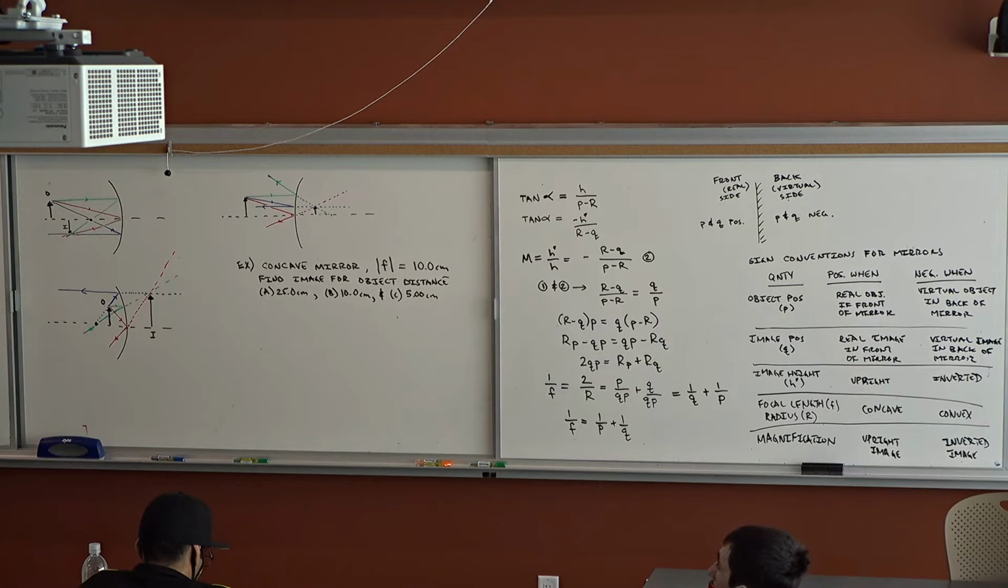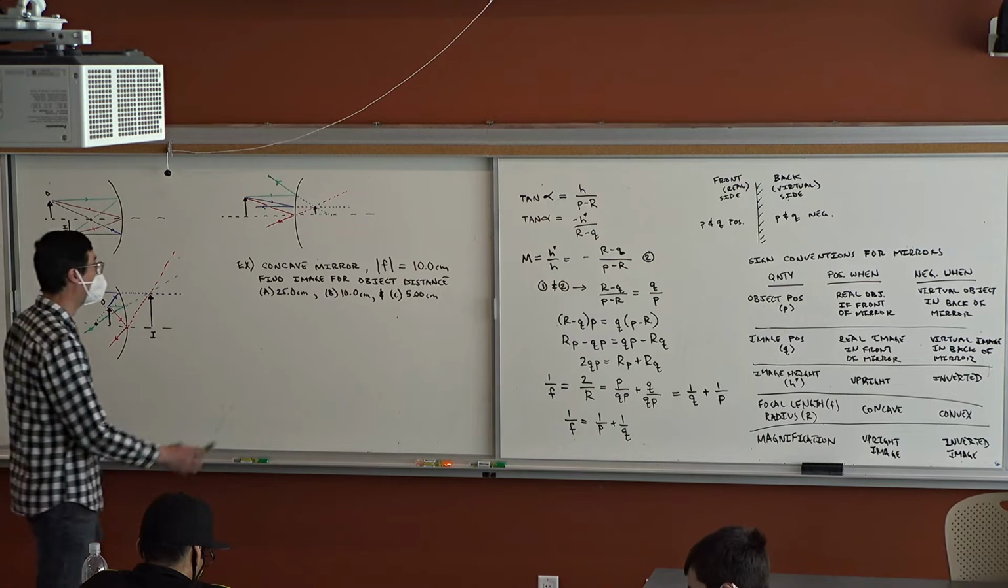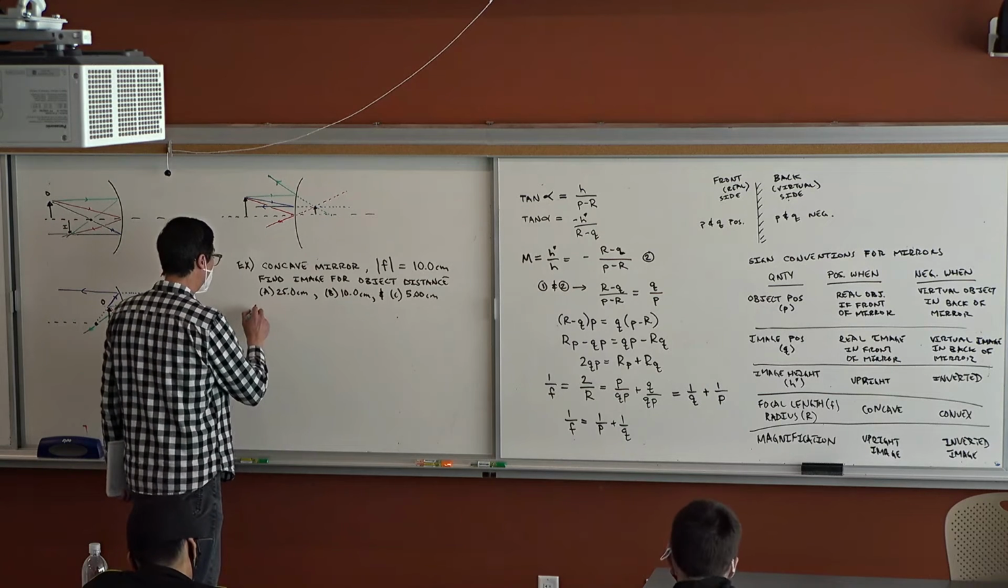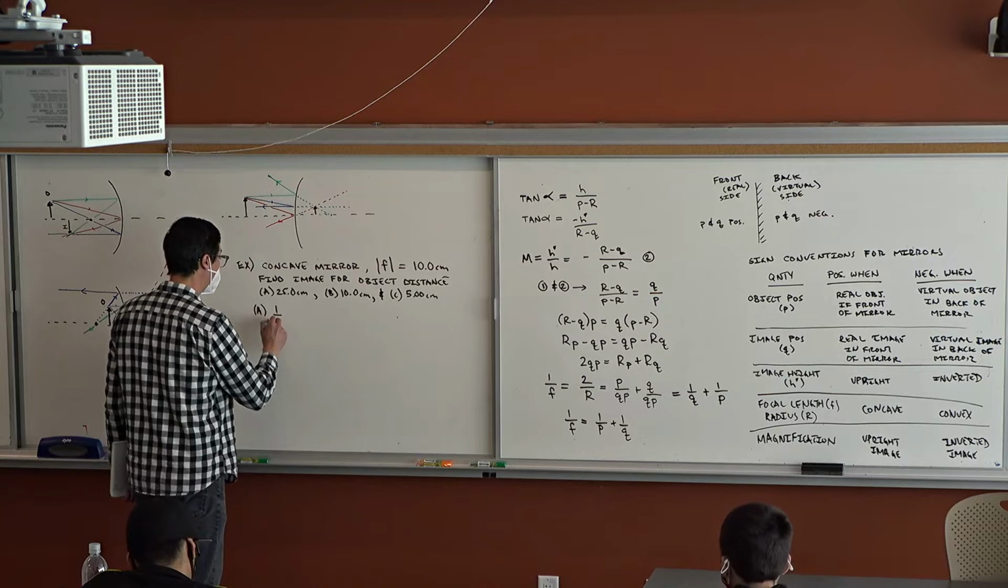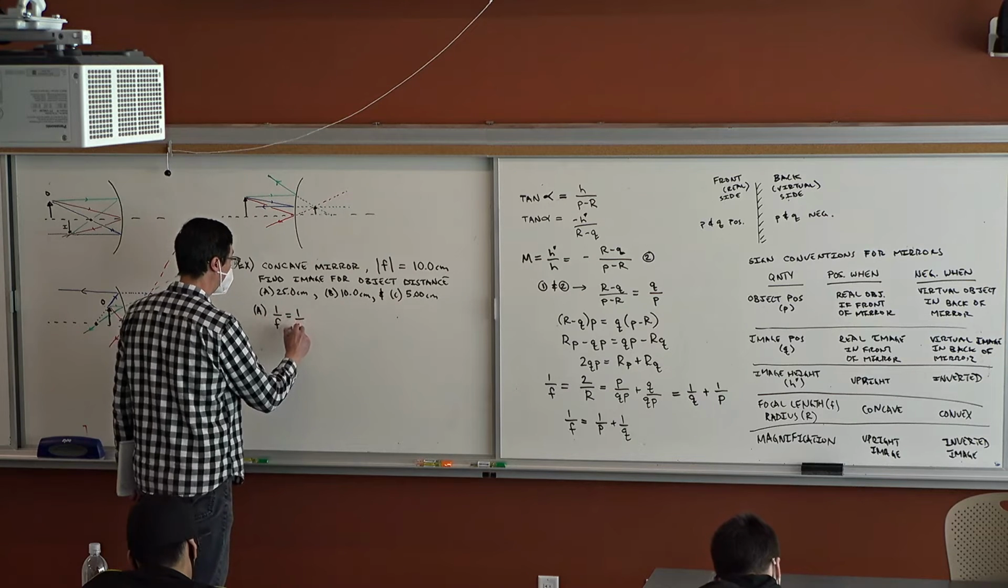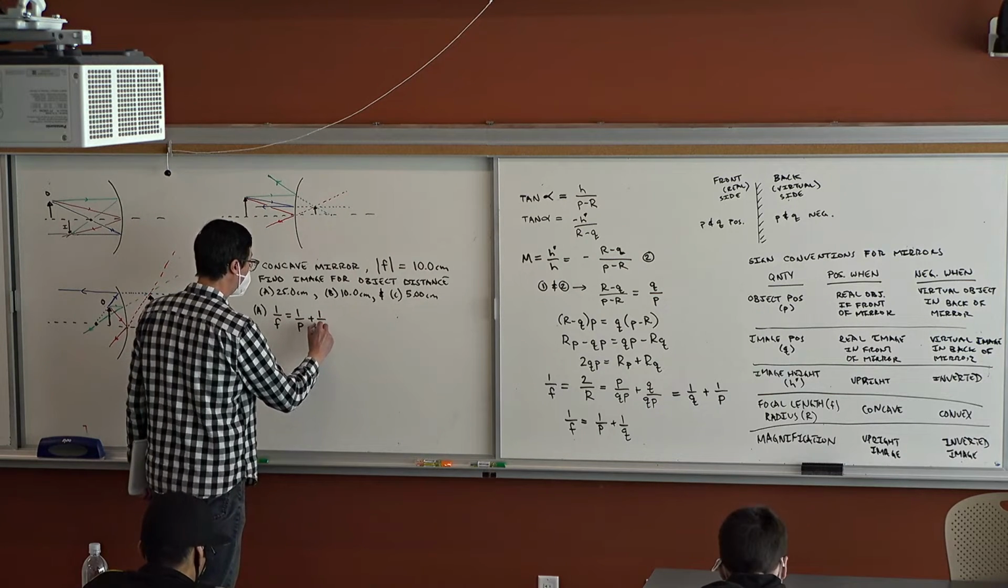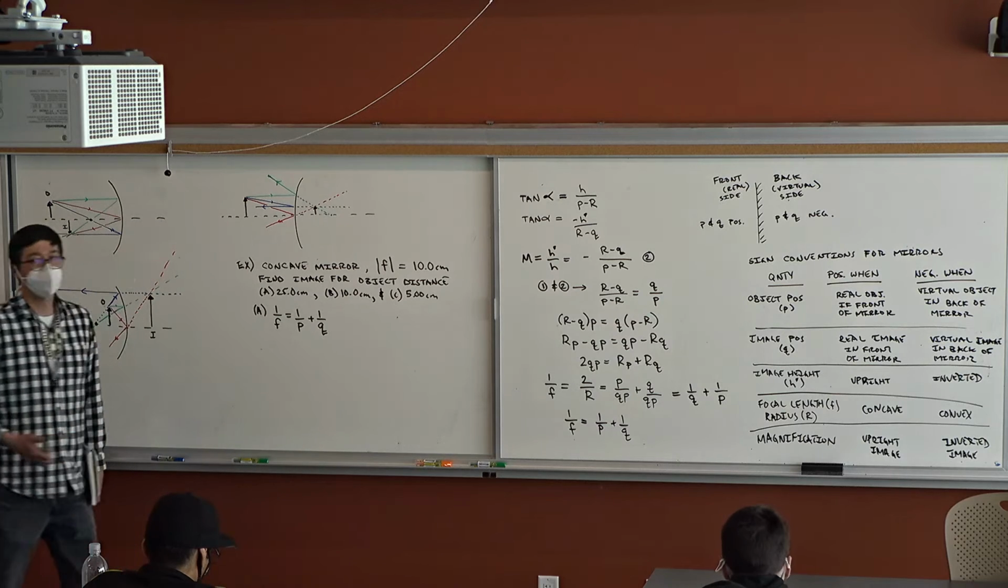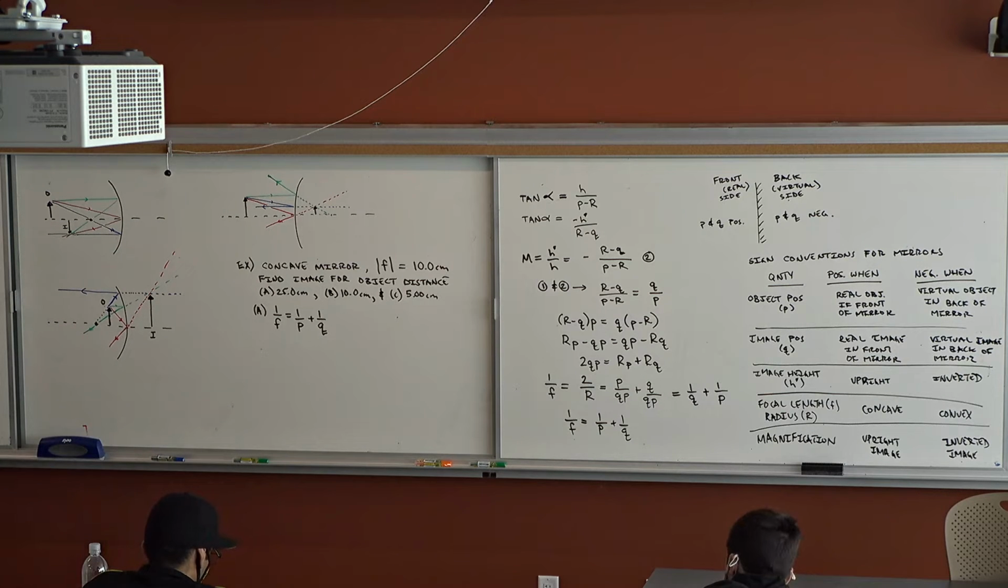How do we do this? What equation do we use? The one that we found earlier. The 1 over F equals 1 over P plus 1 over Q? True story. What is F? Positive or negative? Positive. How do you know?